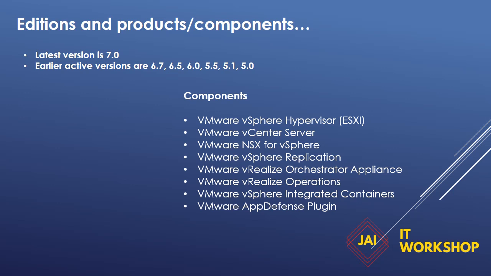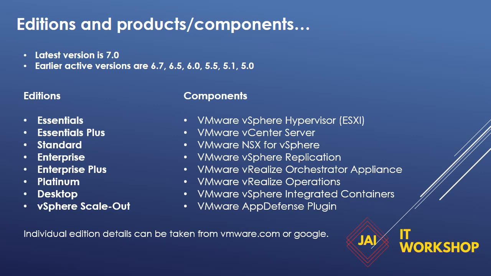So guys, these are the products which are there. Now we'll see how many editions there are. Editions means the bundles. For your different purposes, you can buy the license of different editions. The basic edition is Essentials. Essentials has only two products, VMware vSphere Hypervisor and VMware vCenter Server. And if you go to the higher editions, the products get added as per the requirement.